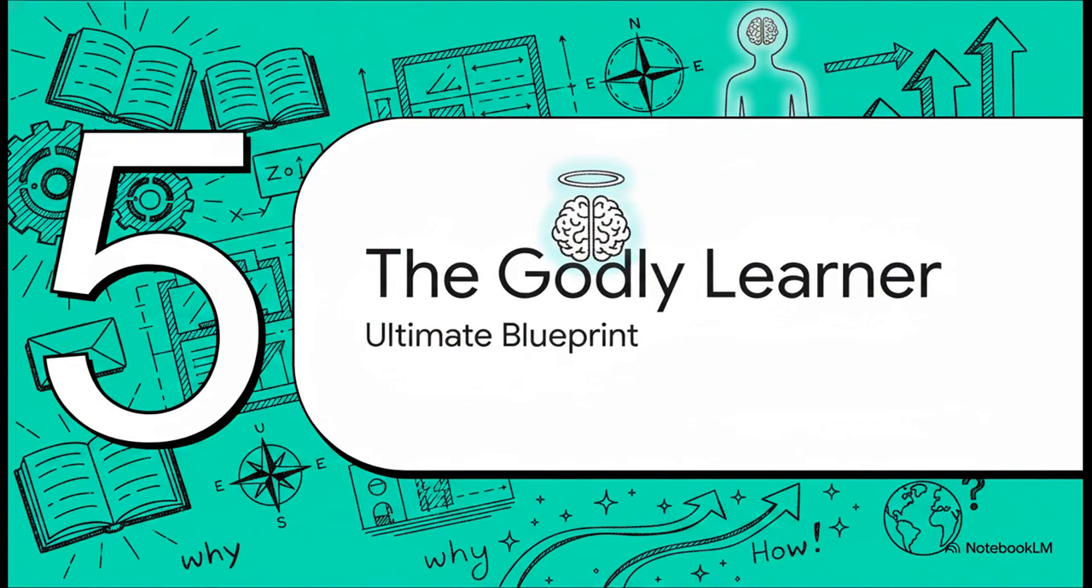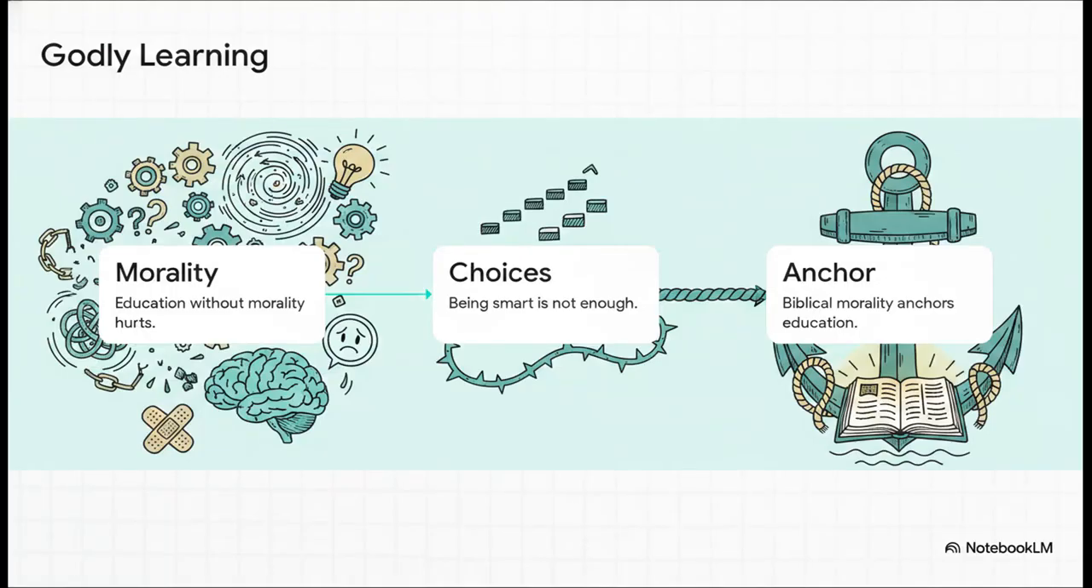Section 5. The Godly Learner, the Ultimate Blueprint. As we wrap up, I want to sort of zoom out from the mechanics of reading texts and look at the ultimate blueprint for your life, which brings us to the Heroesmart Academy Godly Learner philosophy. Building a brilliantly smart brain is pointless if you just use it to make choices that tear your life down.